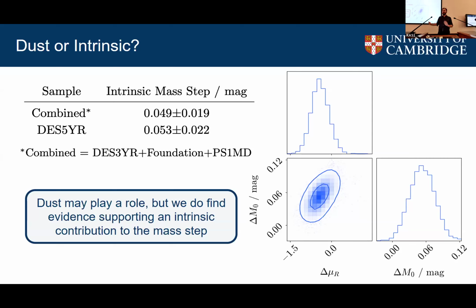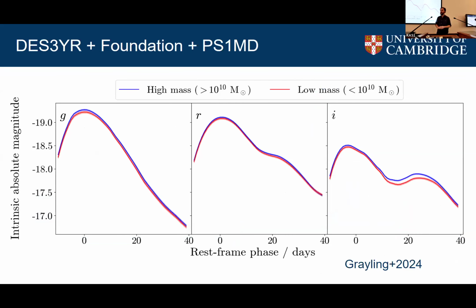But that is just thinking about the mass step as people have typically done it in the field, as some kind of overall magnitude offset between your two populations. But there's no reason why that necessarily needs to be the case. The advantage of working in this Bayes-N framework is that we can extend this to consider time and wavelength dependent intrinsic differences between Type Ia supernovae on either side of the mass step. And that is what you can see here.